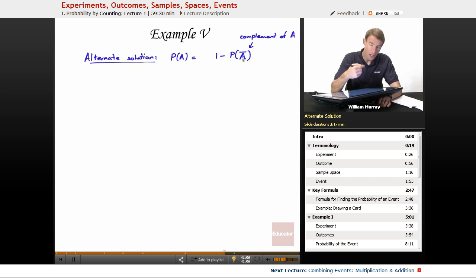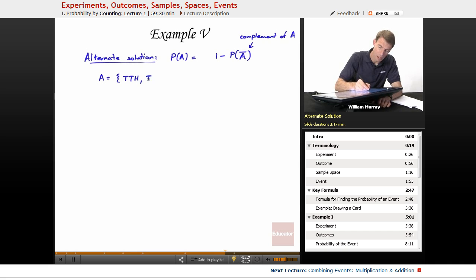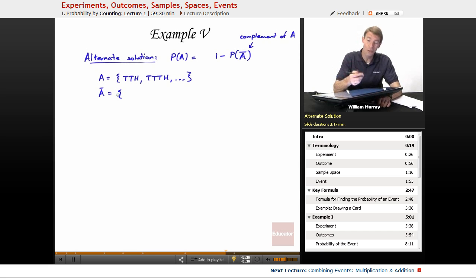So let's figure out what the complement of A is. Remember, A was the set of outcomes that have at least 3 flips. So that was tail, tail, head, tail, tail, tail, head, and so on. The complement of A is just the outcomes that had 2 or fewer flips. So that could be if you get a head right away, or you get 1 tail and then a head. And that's it, because anything else would have 3 or more flips.